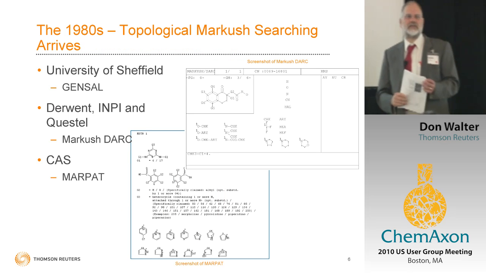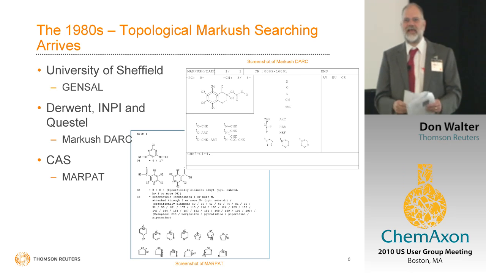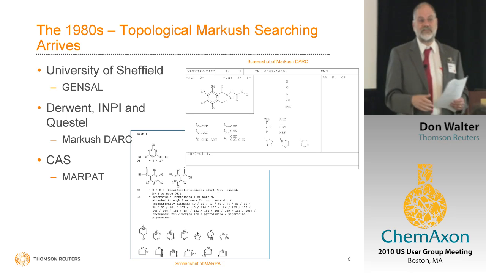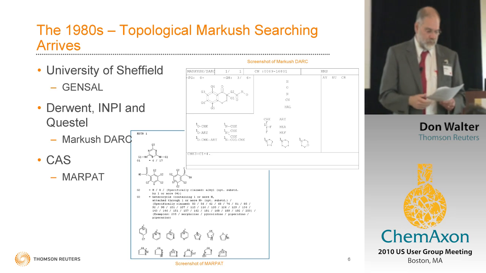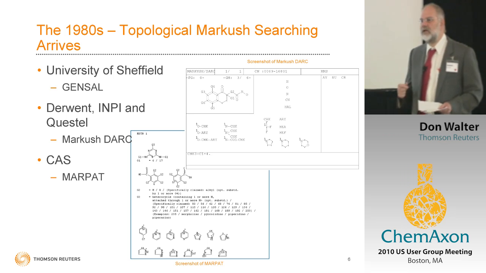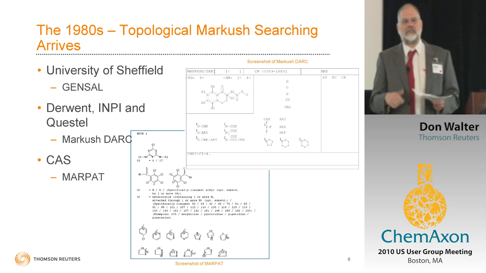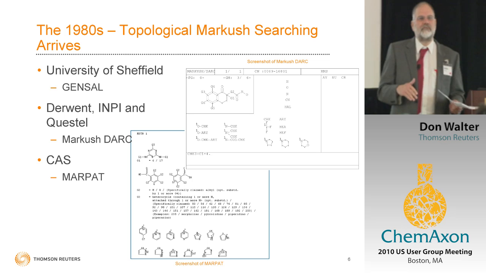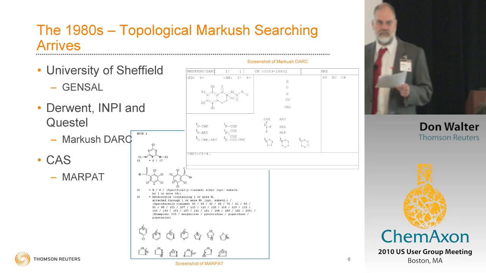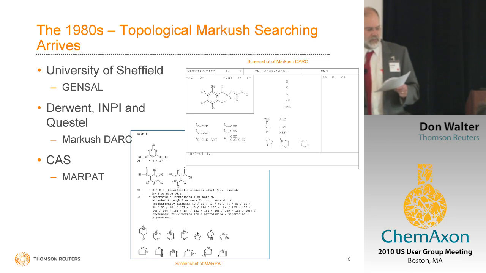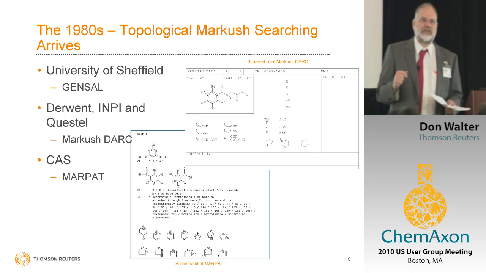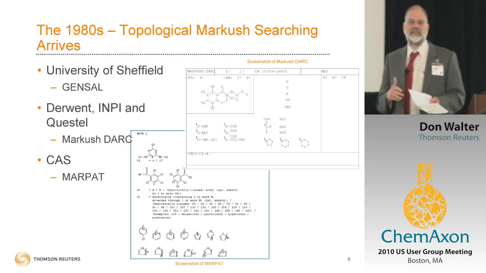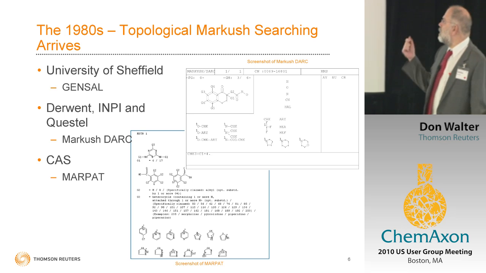Okay, so the system evolved, and it became obvious in the 1980s that it was necessary to improve the precision, plus computing power became more powerful. So a couple of topological Markush searching systems were developed. A lot of this work was done at the University of Sheffield. Some of the people from there were involved with the Derwent effort to produce this, and also the effort from the Chemical Abstract Service. The Chem Abstract Service system eventually became MARPAT.